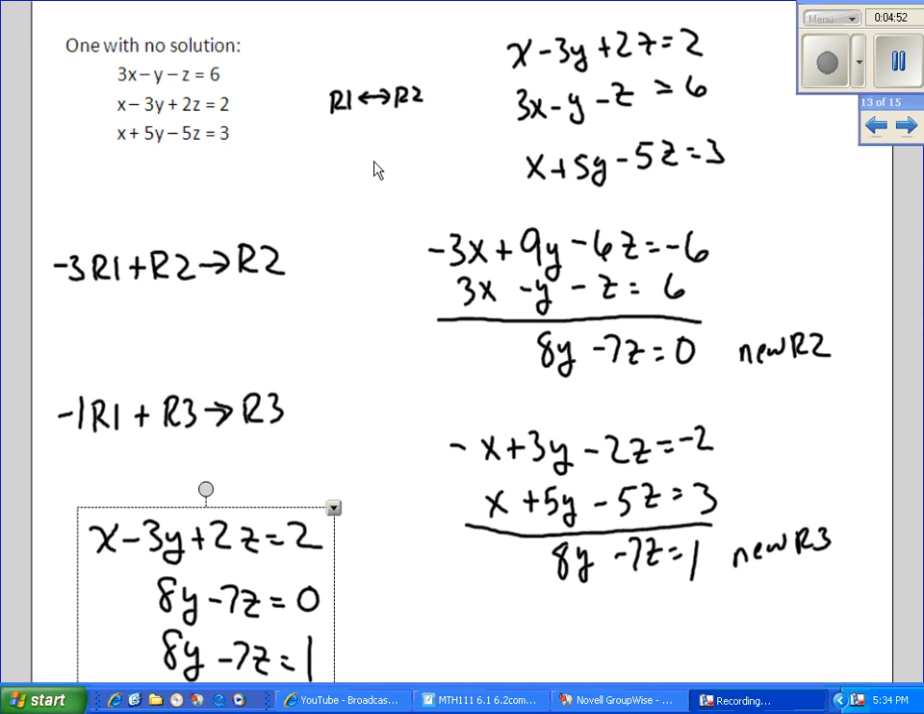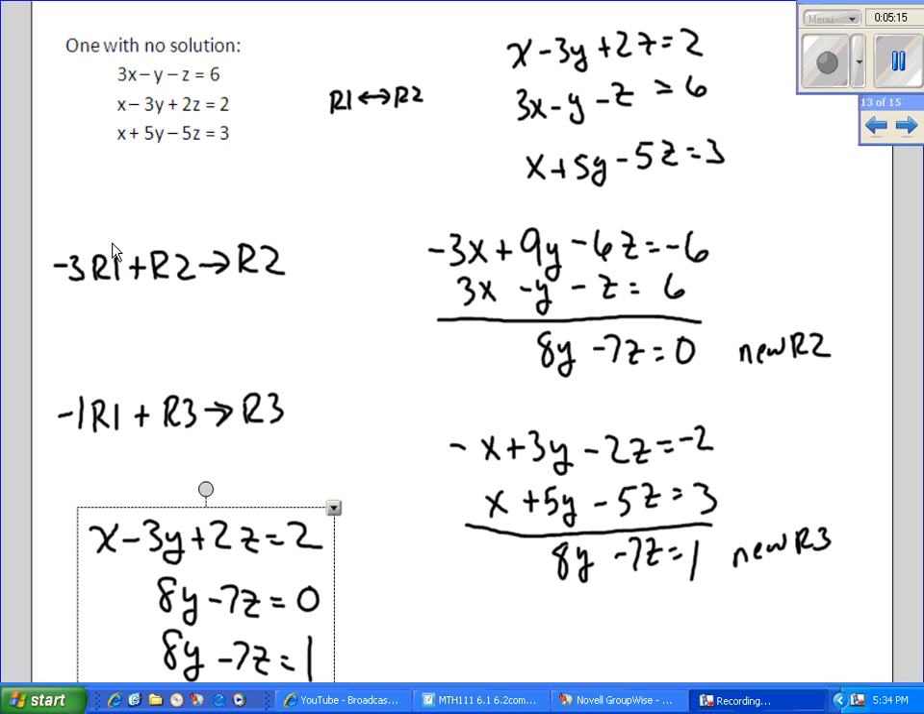Okay, this one has no solution. So again, I'm going to swap row 1 and row 2 to get that leading coefficient of 1, and then I'll take negative 3 times my new row 1, add it to row 2 to eliminate the x, and then I'll also take negative 1 times my row 1 to add it to the third row to get my new equation 3, and that'll eliminate the x there also.